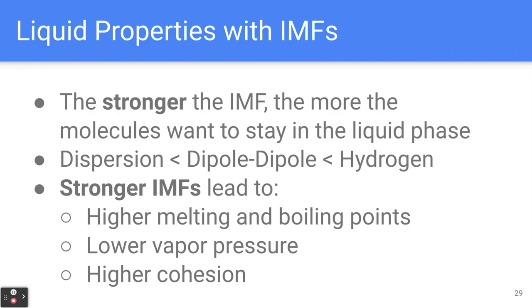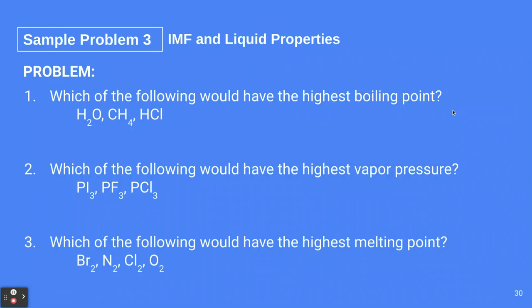It also means that we have a lower vapor pressure, and the reason for that is because if we have stronger IMFs, we want to stay in the liquid. We don't want to go into the gas phase. If there are fewer particles in the gas phase, then we have a lower pressure. And this also generally leads to higher cohesion forces. So let's figure out the strengths of these different examples.